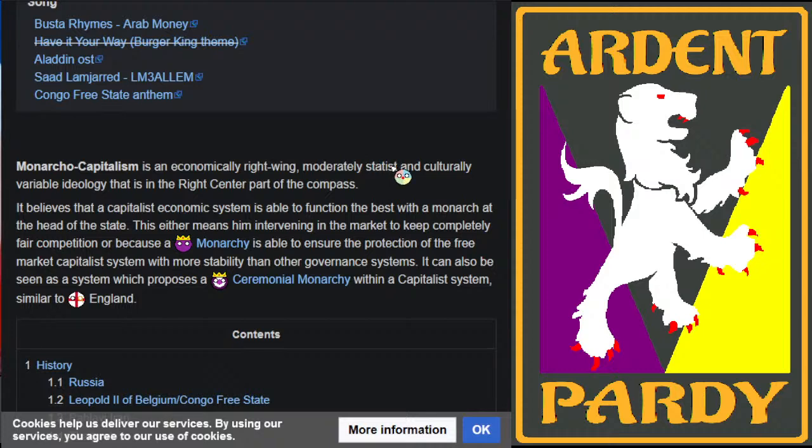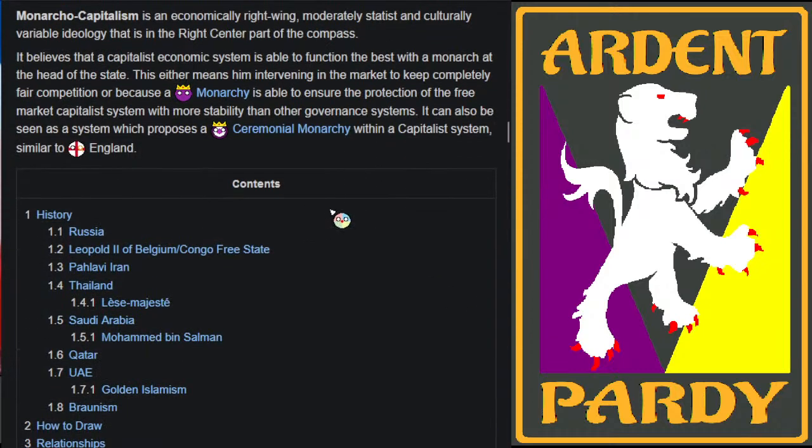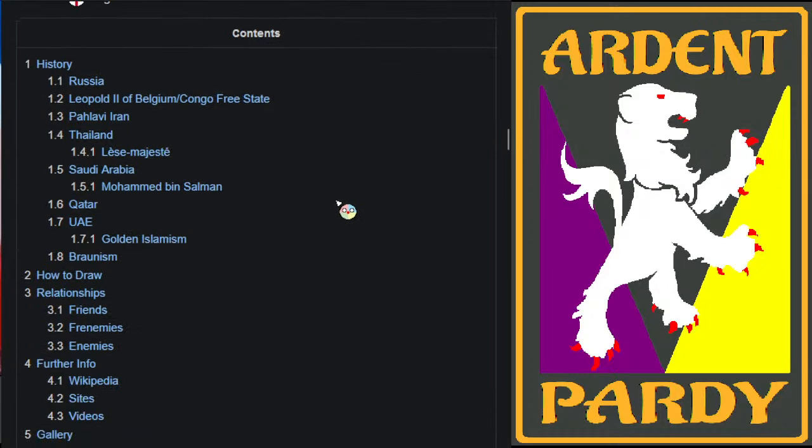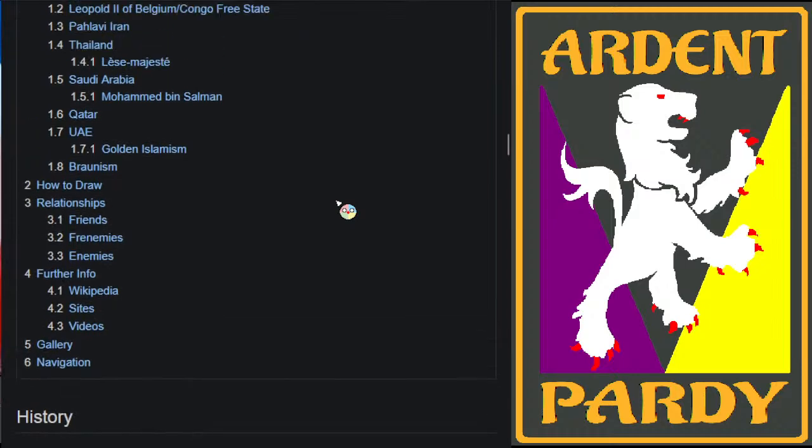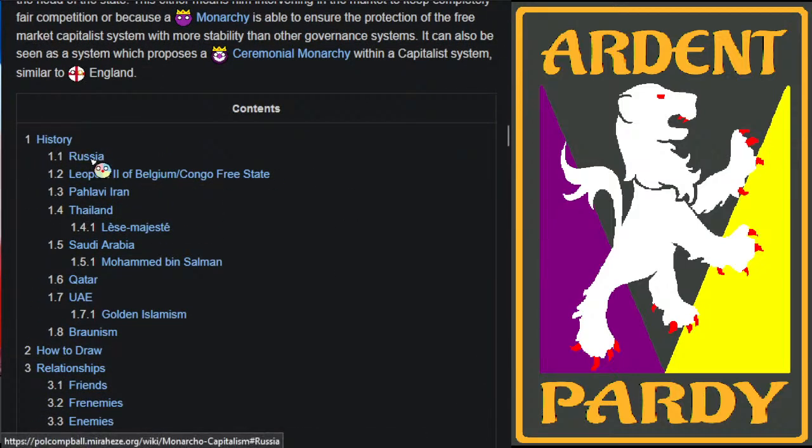This either means him intervening in the market to keep completely fair competition, or because a monarchy is able to ensure the protection of the free market capitalist system with more stability than other governance systems. It can also be seen as a system which proposes a ceremonial monarchy within a capitalist system, similar to England. No offense to anybody who happens to be English, but I'm not really great about that. Let's see here. Give some examples. Russia, the Tsarist Russia, I assume. Leopold II of Belgium, Congo Free State.